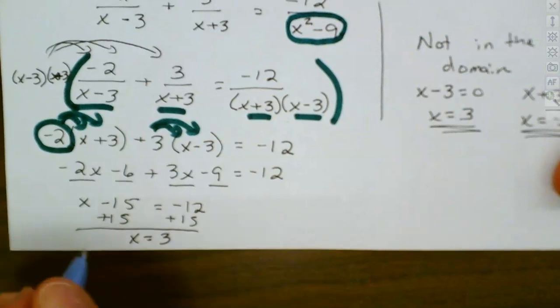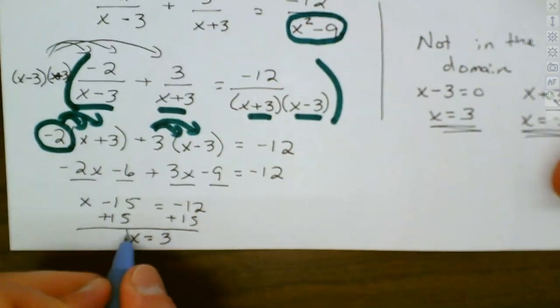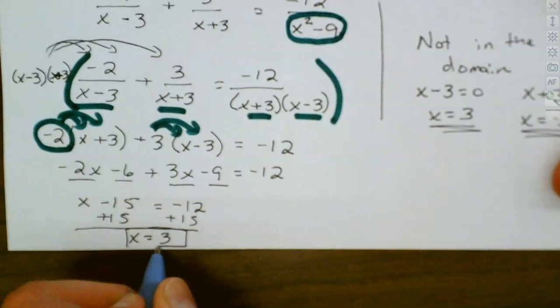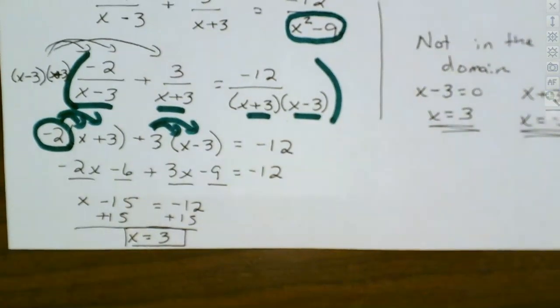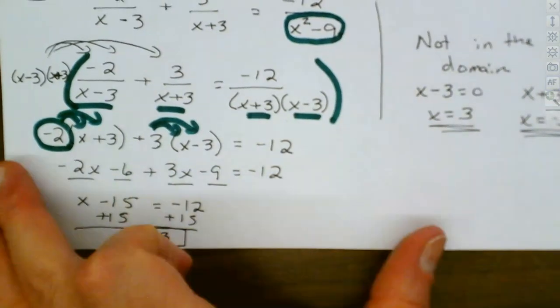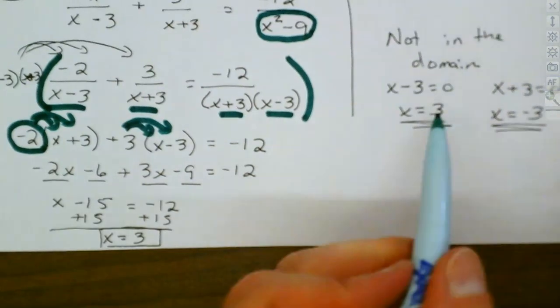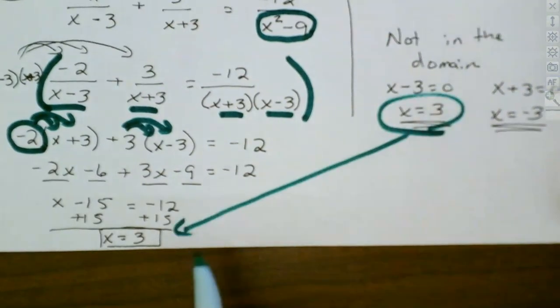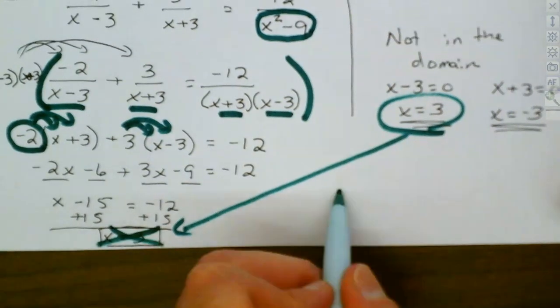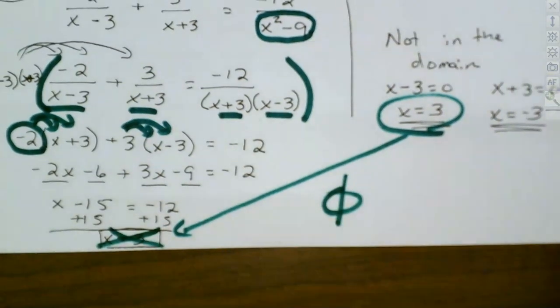X equals 3. What's the problem? Why is x equals 3 not going to be my answer? Because it's not in the domain, right? So this 3 is right here. So that can't work. So my answer would be the empty or the null set. Are we finished?